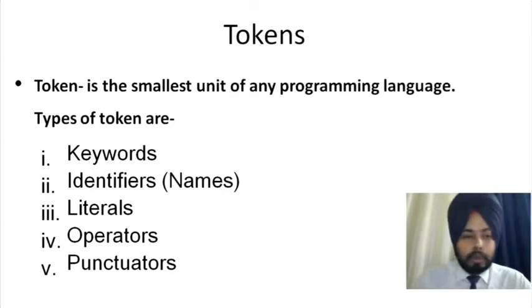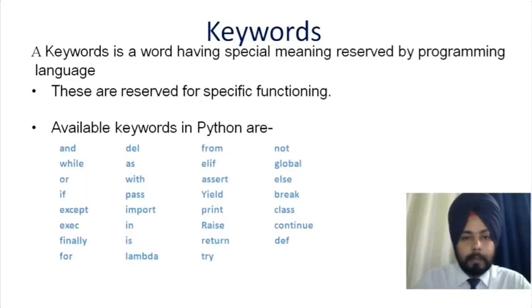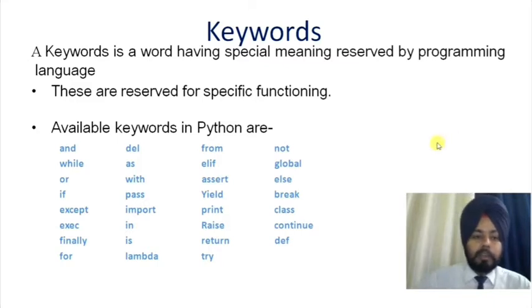The next topic in this video is tokens. A token is the smallest unit of any programming language. Here are the types of token. The first type of token is keywords. Second is identifiers, we can call them names, then literals, operators and punctuators. Keywords: a keyword is a word having special meaning reserved by the programming language. These are reserved for specific functioning. Here are some of the available keywords in Python.